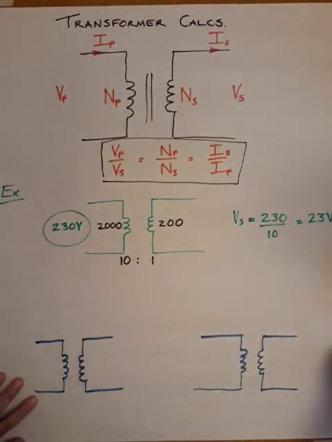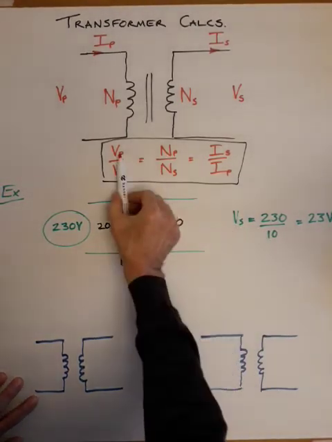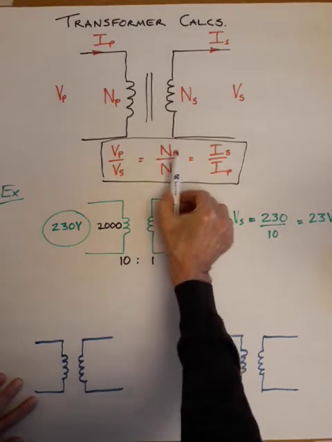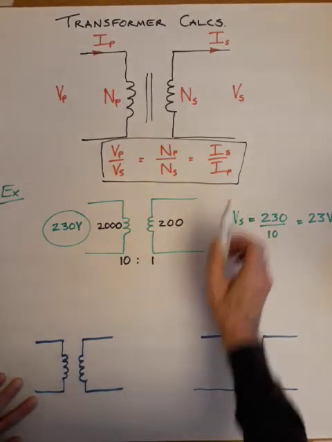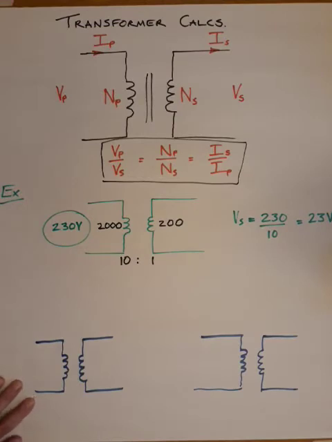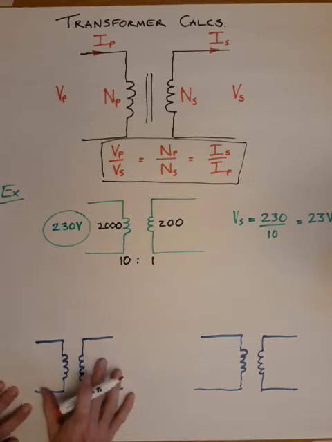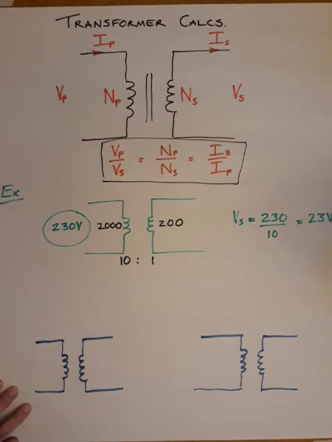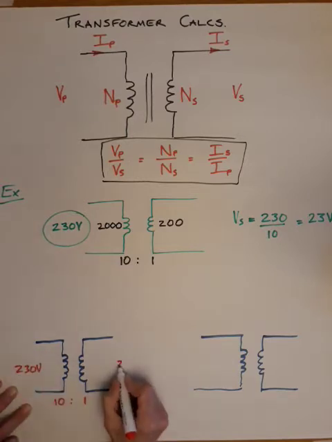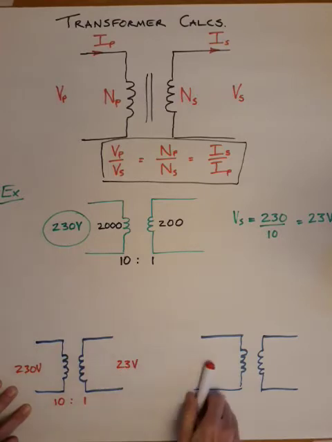Let us have a look at current. So we need to remember with current that the ratio works in the opposite way. Here we can see Vp over Vs, Np over Ns, Is over Ip. So the current works in the opposite way. Let me give you a quick example. Let's suppose that on this particular transformer we had a ratio of 10 to 1. So let's talk about voltage. If this is 230 volts, then this is going to be 23 volts.